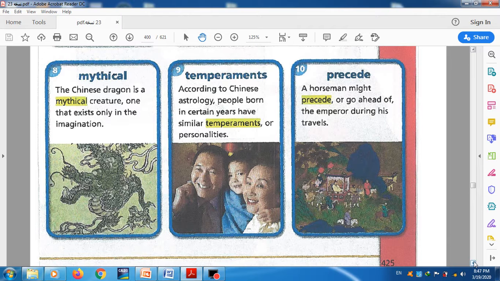Number 10. The word is precede. The example: a horseman might precede, or go ahead of, the emperor during his travels. Precede means go ahead of. So this is the meaning of all the vocabulary we have here. I think they are easy and clear from the examples.